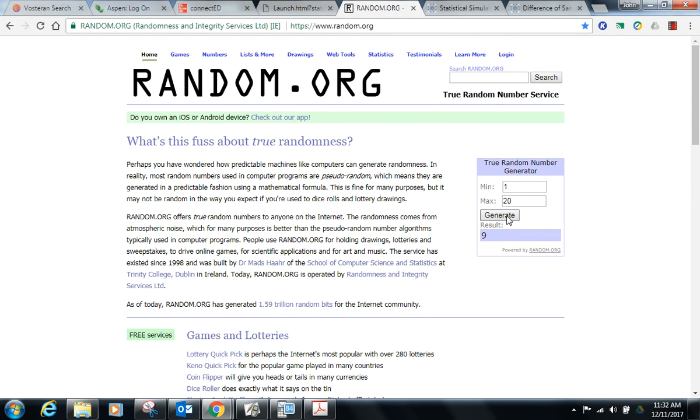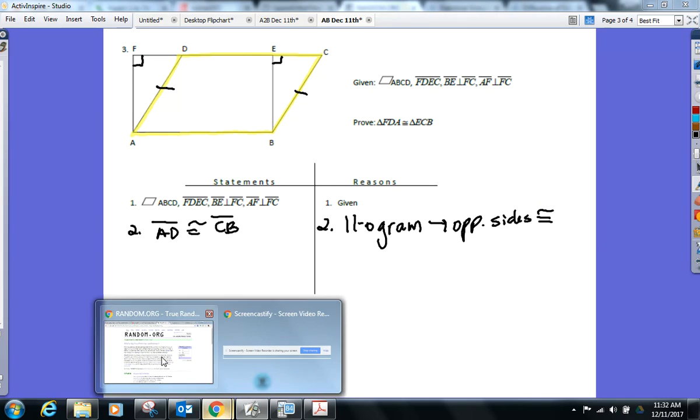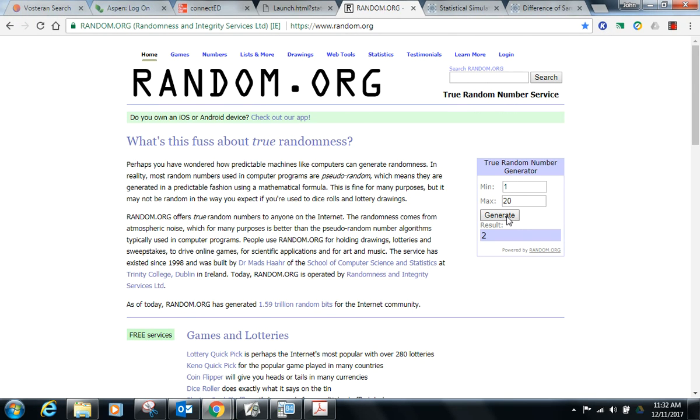Okay, let's see who we have right off the bat. Where's a pair of sides or angles? AD equals CB. Okay, AD, a pair of sides in both triangles. I like it. Why is that true, Justin? Parallelogram implies opposite sides are congruent. All right, pair of sides from Justin. How about another pair from somebody?